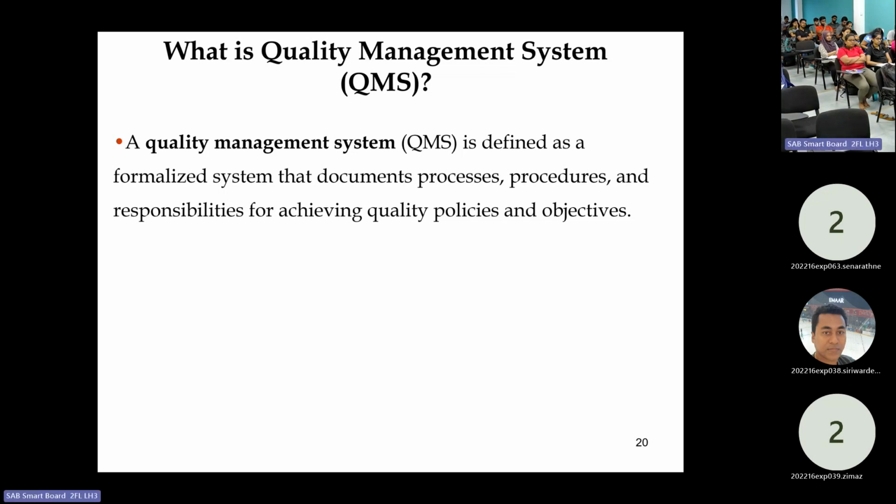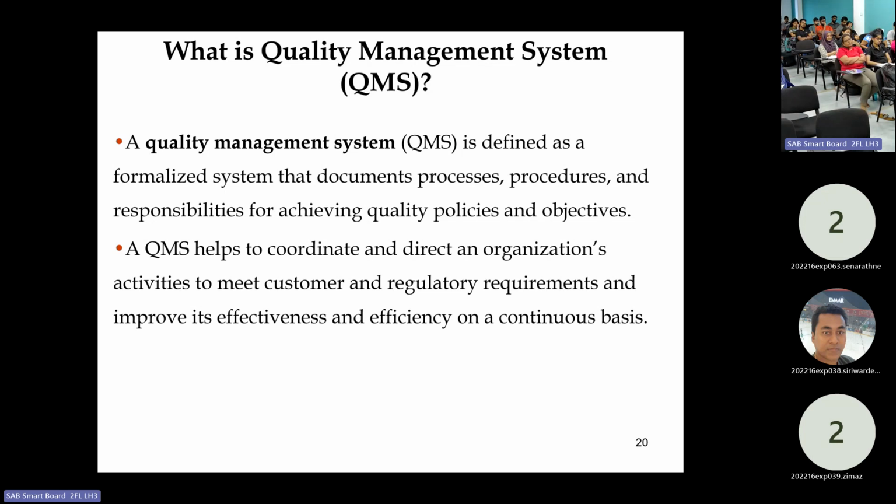A quality management system, once it is well defined and well designed, helps to coordinate and direct an organization's activities to meet customer requirements on one hand, and on the other hand, regulatory requirements. There are different regulatory requirements to comply with. So such a QMS would help them to meet those regulatory requirements, and also to improve the effectiveness and efficiency of the quality management system on a continuous basis. I'm asking again, who is responsible for this? Quality professionals, quality managers.